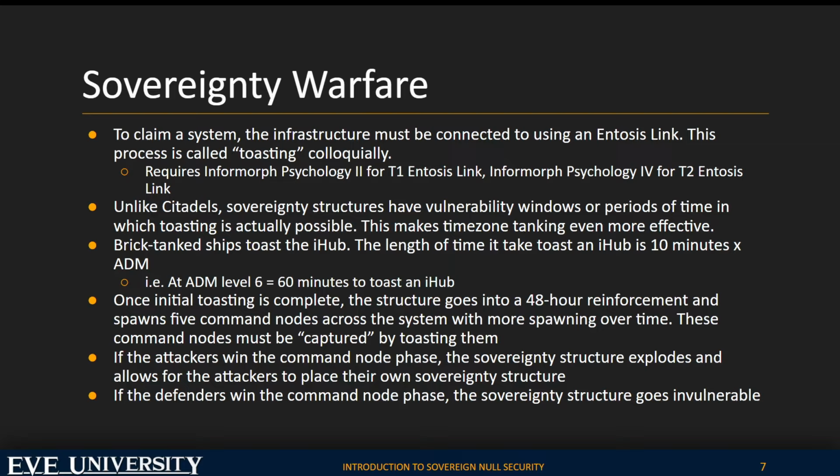But with sovereignty structures, you're hitting it, or you're toasting it, I should say. You're toasting it within that vulnerability window, and toasters are just going to be brick tank ships, right? You can use an industrial, if this is not a system you're anticipating any resistance, or maybe just like a Flycatcher shows up or whatever, you don't really have to worry about it. So you can use like a T1 hauler, right? A Sigil or whatever. That's great.